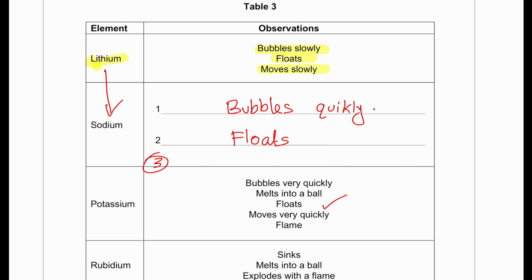The third point, or an alternative point that can be written: here it is written moves slowly, here it is written moves very quickly, so we can write a point in between. So this is a third point, we can write moves quickly.